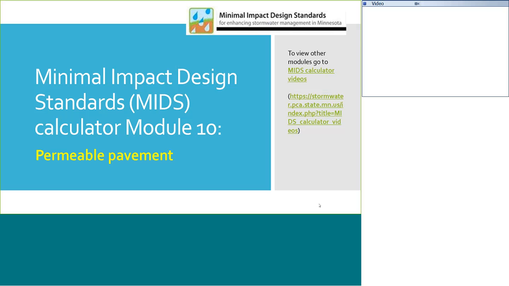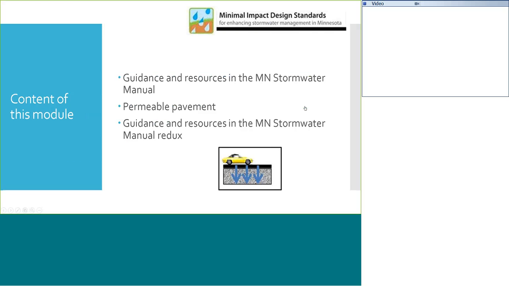Welcome to the Minimal Impact Design Standards Calculator Module 10, Permeable Pavement. To see the other modules or other BMPs in the calculator, you can go to this page in the manual or to this link in the Minnesota Stormwater Manual. Today we'll take you briefly to the Stormwater Manual to show the guidance and resources on permeable pavement. Then we'll get into the calculator and use the permeable pavement BMP. And then from the calculator, we'll go back to the manual and show you how to go back and forth between those two.